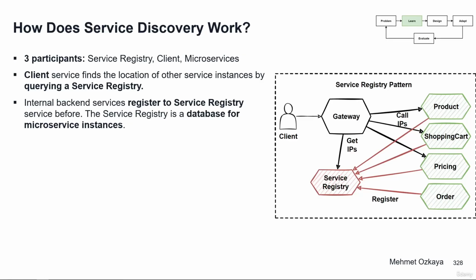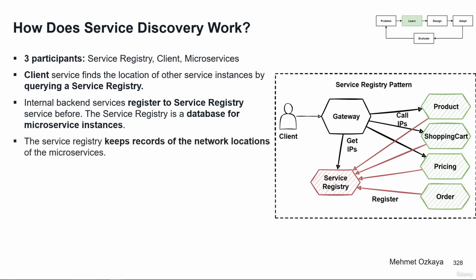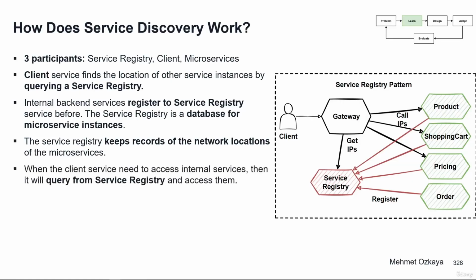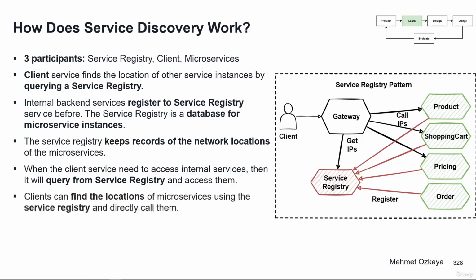So we can say that the service registry becomes a database for the microservice instances. The service registry keeps records of the network locations of the microservices. Microservices register their instances by themselves and provide their locations to the service registry. When the client service needs to access internal services, it will query the service registry and access them. So clients can find the locations of microservices using the service registry and directly call them to perform use cases.